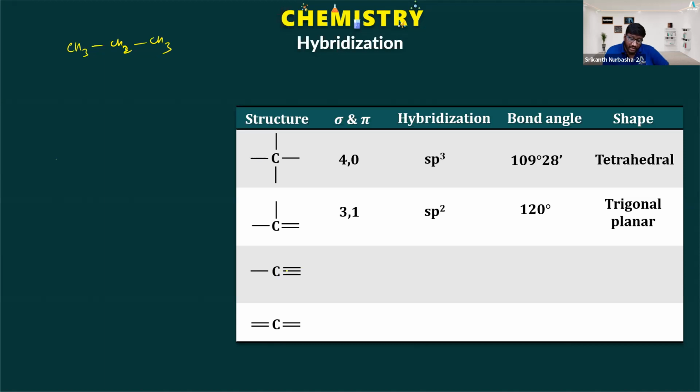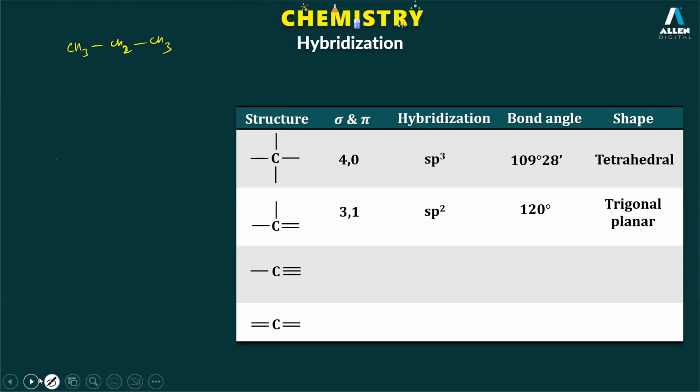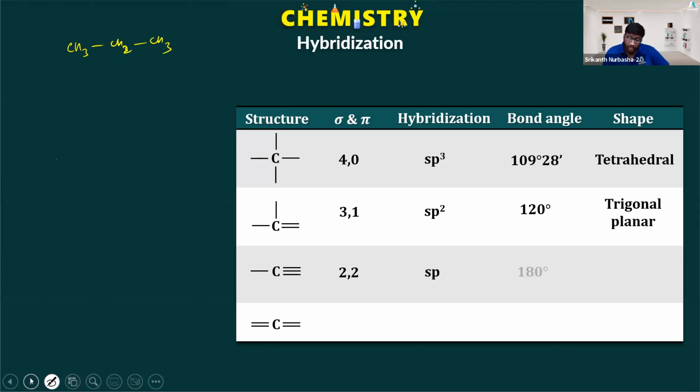C triple bond C, C single bond C. How many bonds are there here? 2 sigma, 2 pi. Hybridization is going to be sp, sp. And the bond angle is 180 degrees, and the shape is going to be linear.